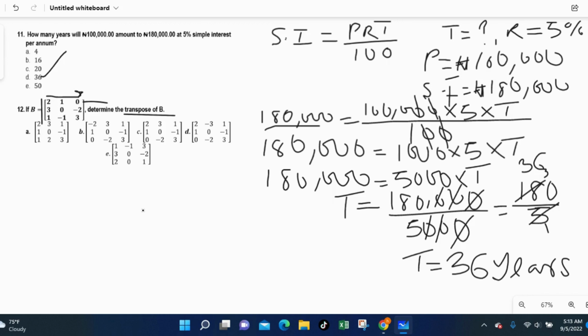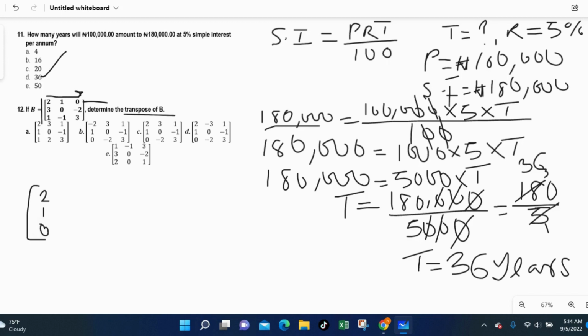Now, we have the first row. The first row is 2, 1, and 0. We are going to change it to become a column. So that will give us 2, 1, and 0. Good. Now let's go to the second row.